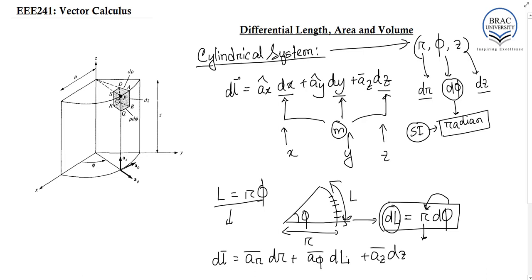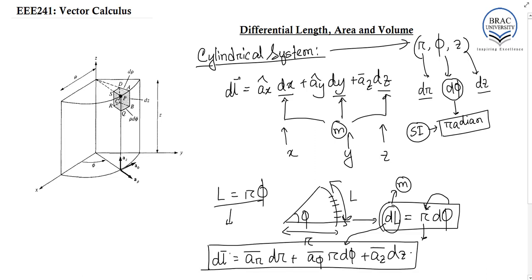I hope it's clear to you why we didn't use d phi alone. Instead, we use r d phi over here, because d phi does not have the unit of length, but when we multiply it with the radius, we get the arc length, which has the SI unit of meter. So this is the distance covered that we'll be needing. So we can write it as r d phi as well. Okay, this will be the representation of the dl vector in the cylindrical system.